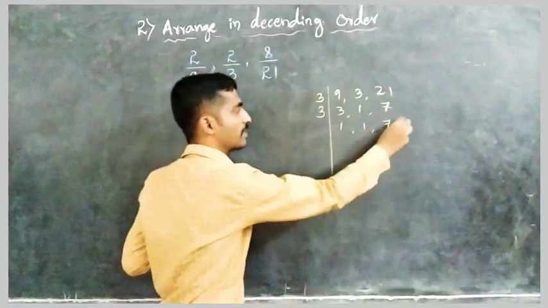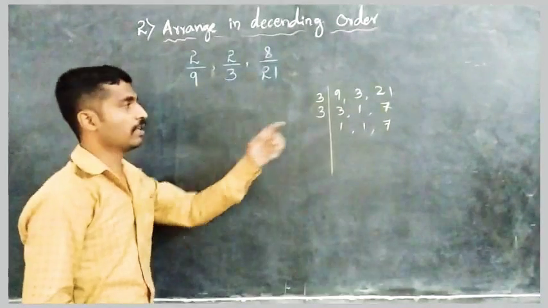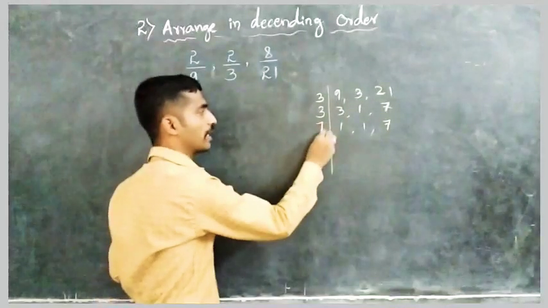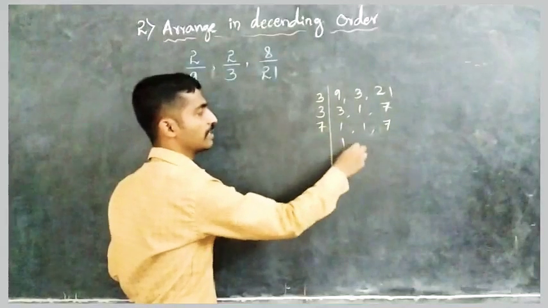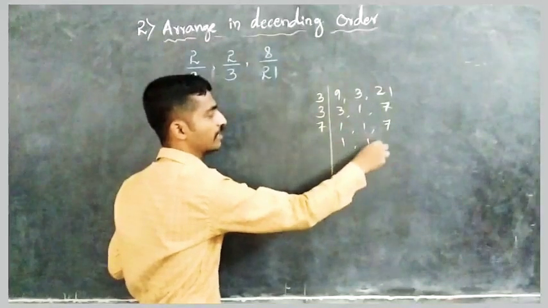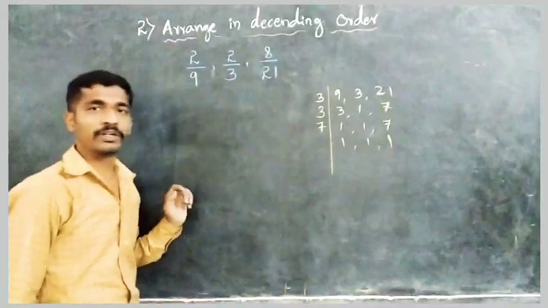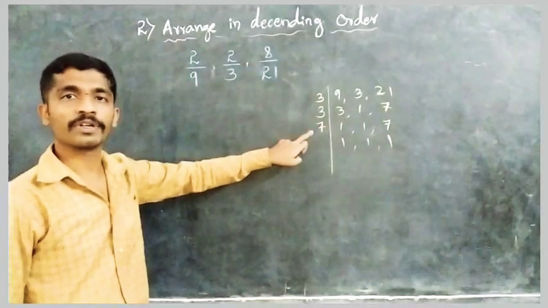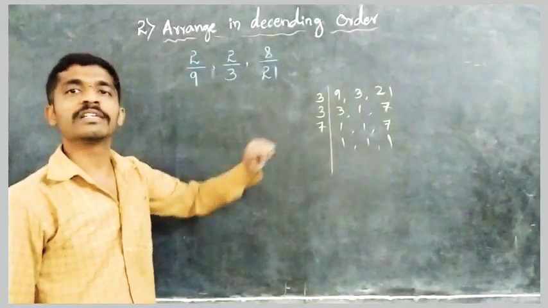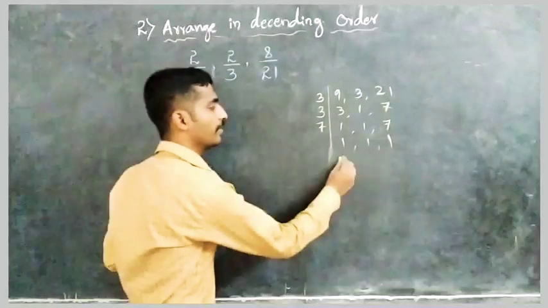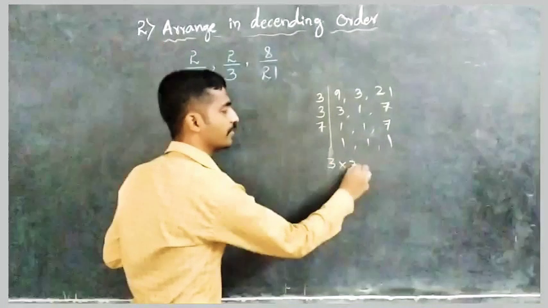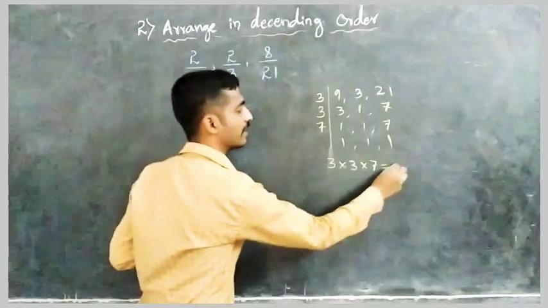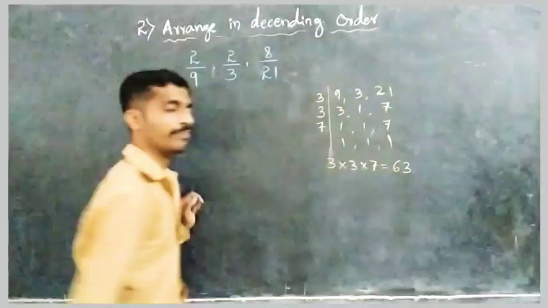So 7 is not divisible, so keep it like that only. Now start with 7. 7 1s are 7. So here already 1 is there, 7 1s are 7. Okay, so now 3 3s are 9, 9 7s are how much? 9 7s are 63. So 3 into 3 into 7, that is 63.